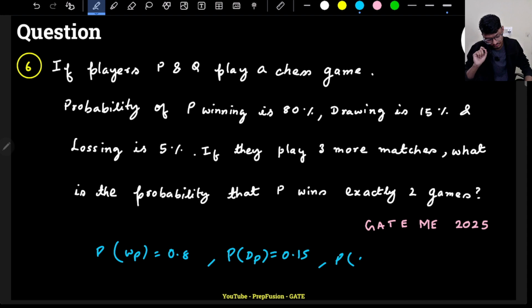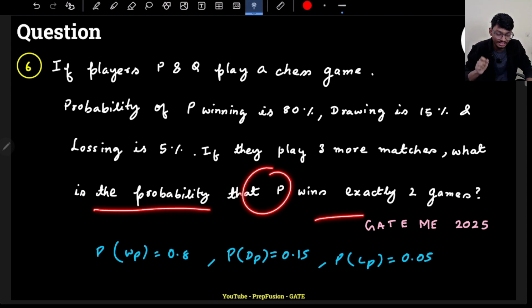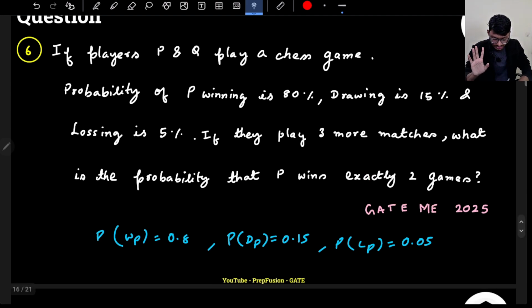Okay, if they play 3 more matches, what is the probability that P wins exactly 2 games? If they play 3 more matches, what is the probability that they exactly win 2 games? Now there can be 2 things. Now first let's read the first statement.